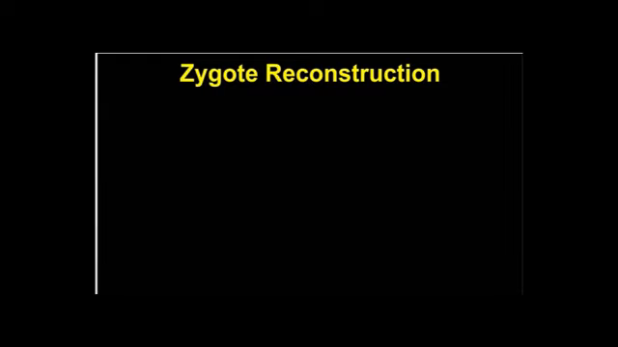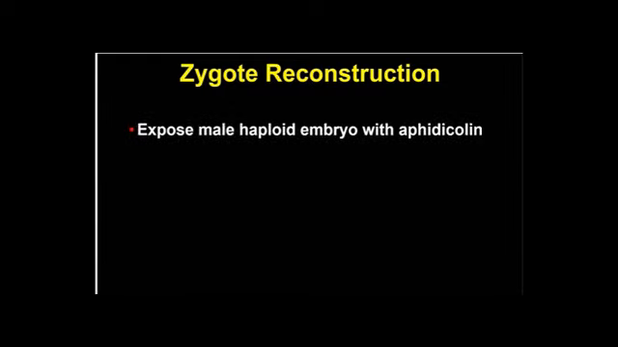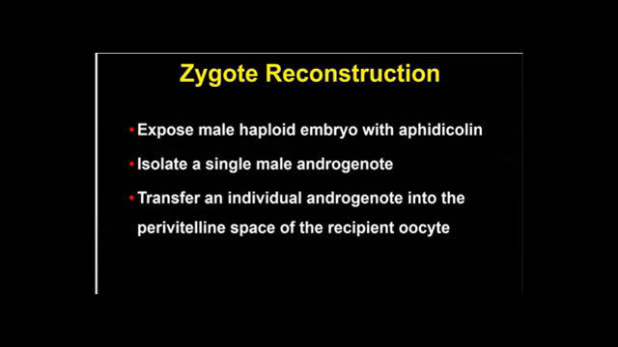To prepare for zygote reconstruction, the male haploid embryo was exposed to aphidicolin immediately after the first zygotic cleavage to temporarily inhibit the DNA polymerase. Next, a single male androgenote was isolated from the male haploid embryo. And to construct a biparental zygote, a single androgenote was transferred into the perivitelline space of the recipient oocyte. The fusion of the recipient oocyte and the male haploid androgenote is mediated by Sendai virus.